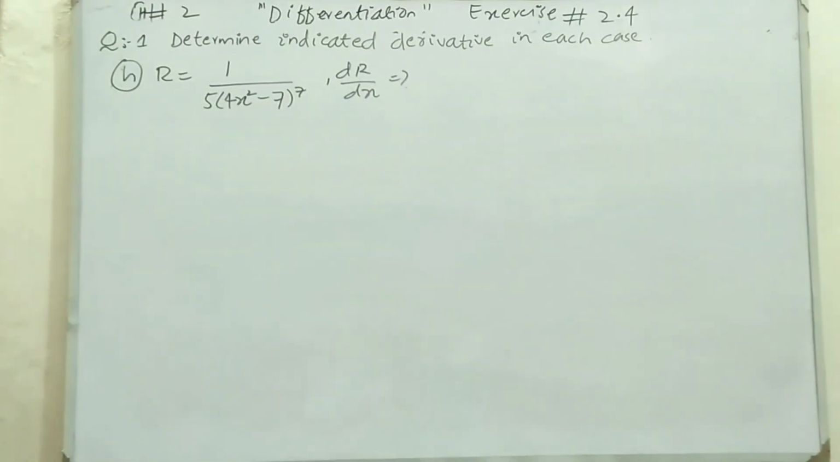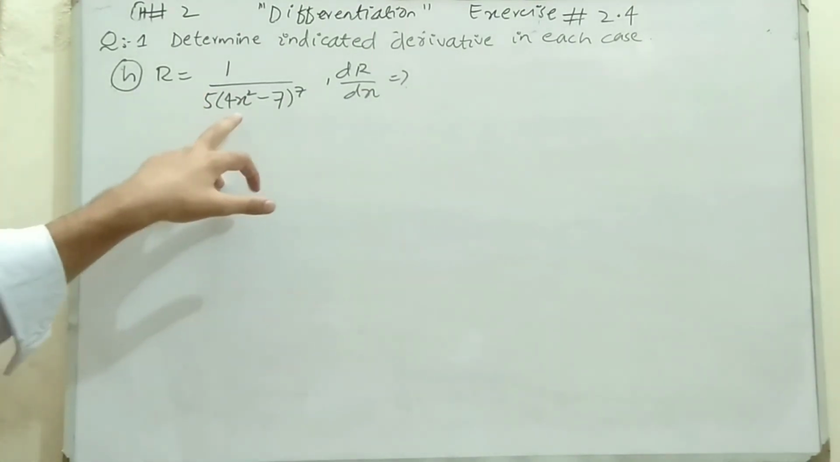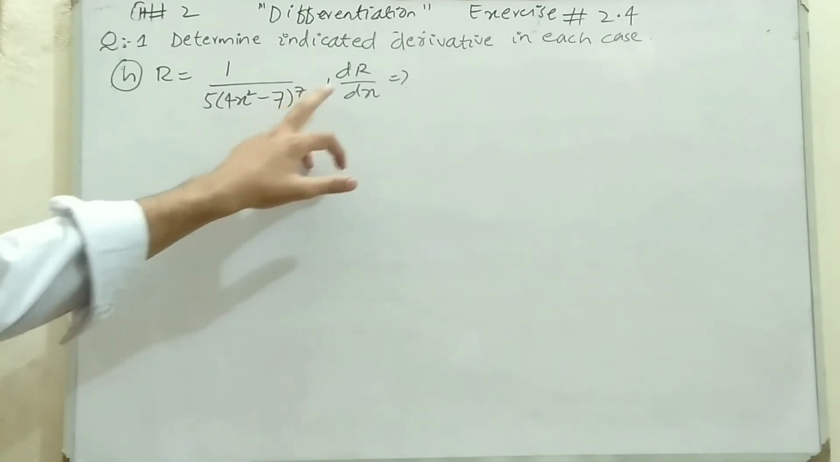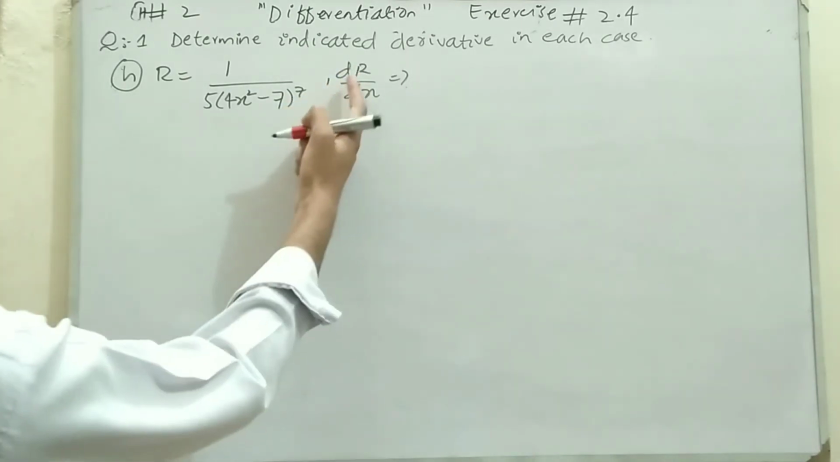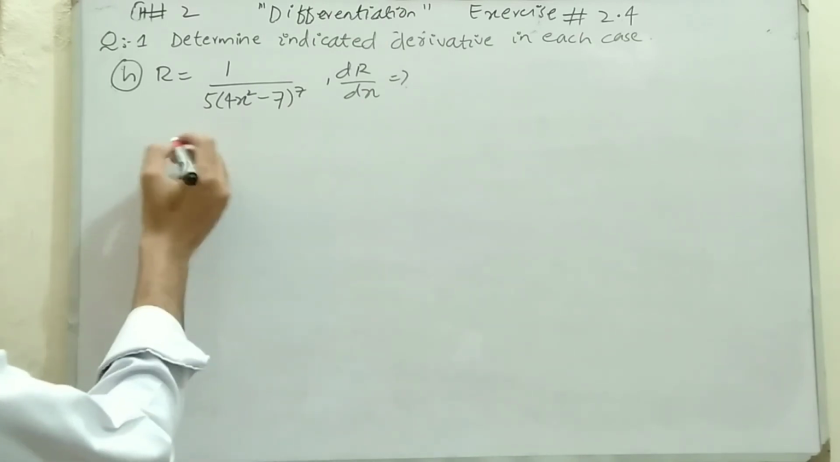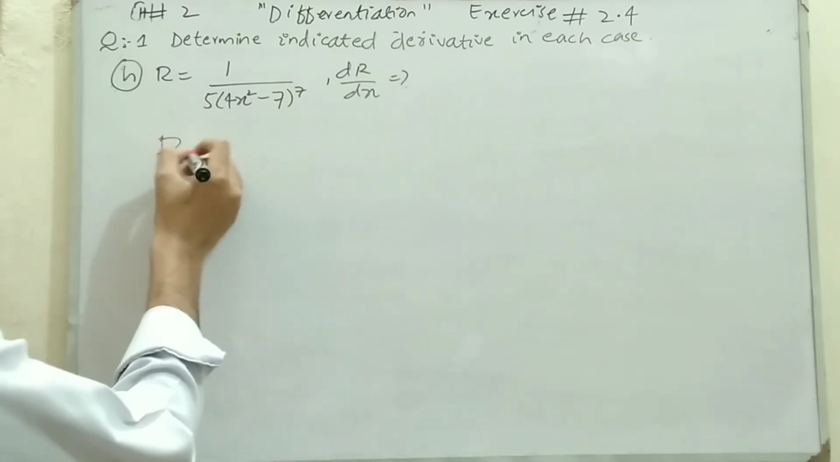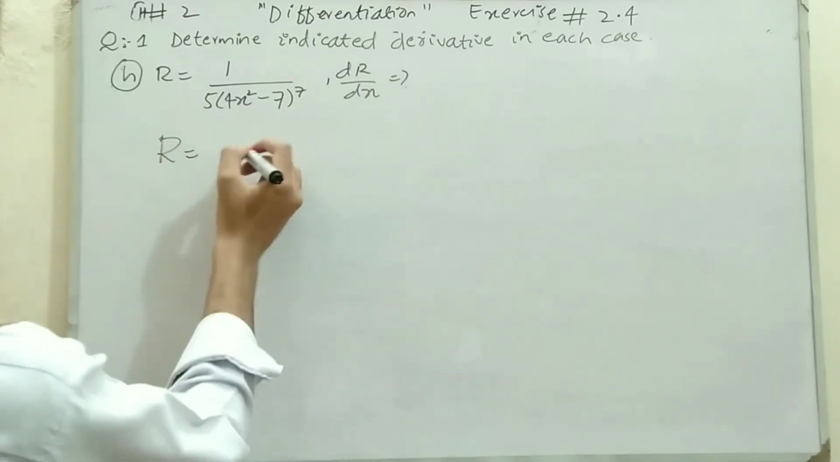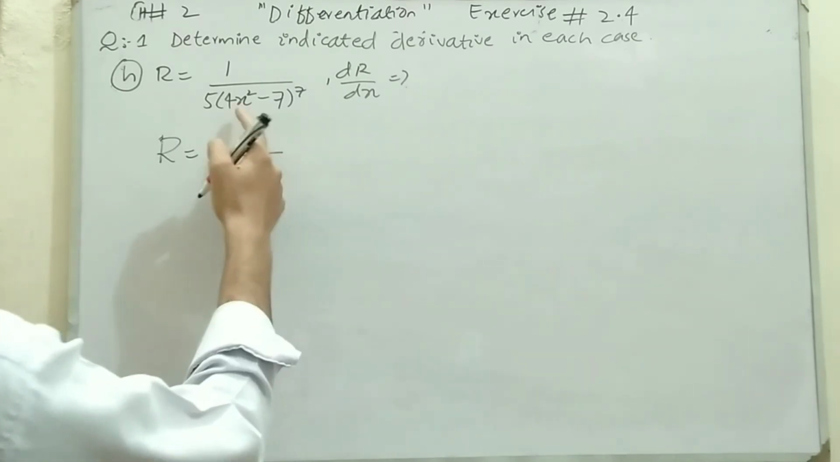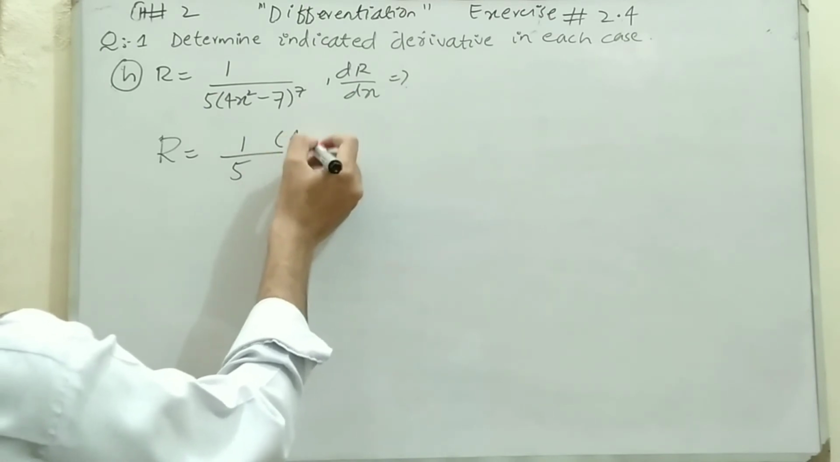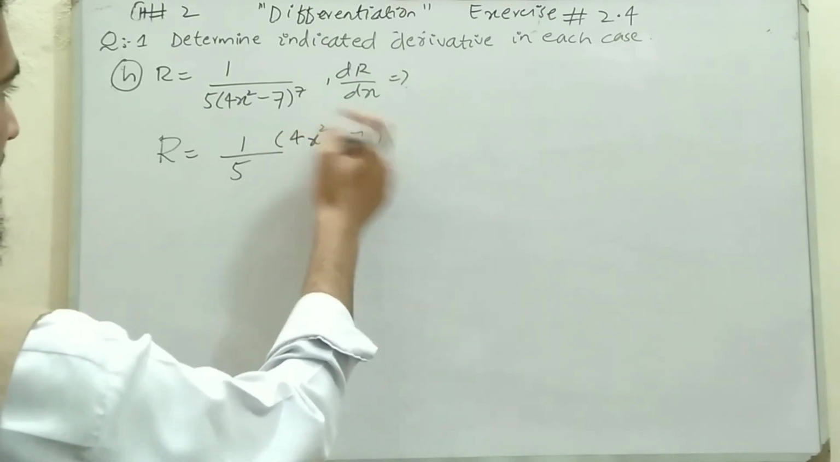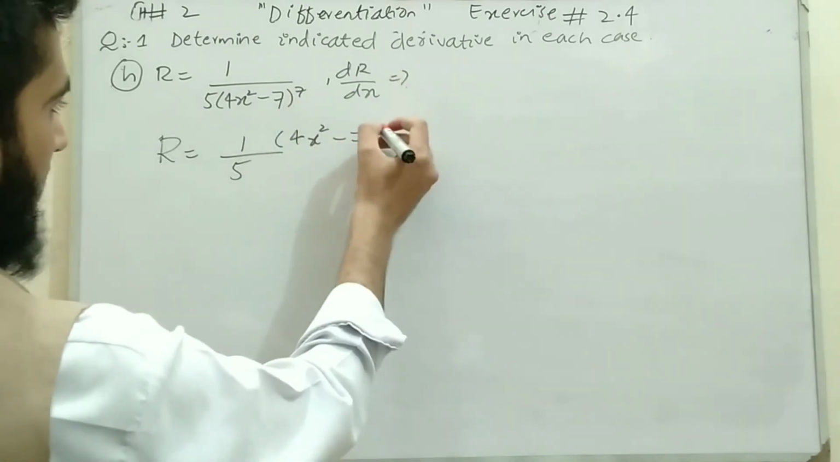Now move to part number H. R is equal to 1 over 5 multiply 4x square minus 7 whole raised to power 7. Find dr by dx. This is the last part of question number 1. So differentiate both sides with respect to x. First, we are going to make the equation just like 1 over 5. Here the power of 4x square minus 7 is positive, so by moving to the numerator it becomes 4x square minus 7 whole raised to power negative 7.